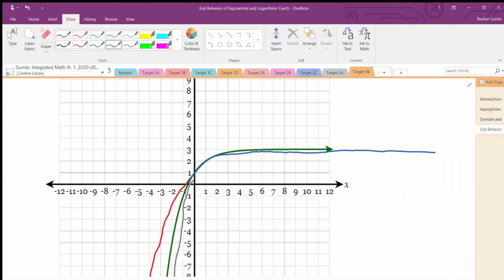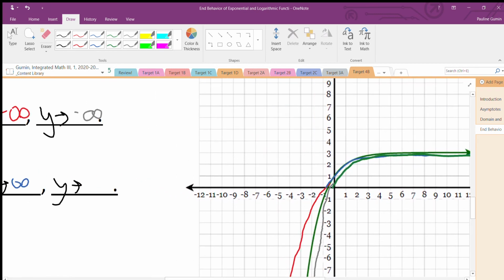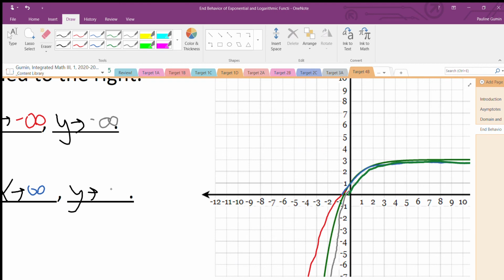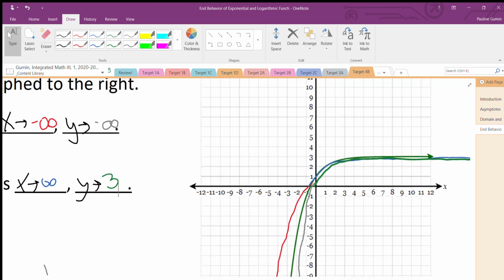Okay, now let's trace the right arm, but think of it in terms of going up and down. So as I trace the right arm, I'm going up a little bit, but then I flatten out at 3, and I never go past 3. So my y's only go up to 3. They approach 3 and never go beyond that.